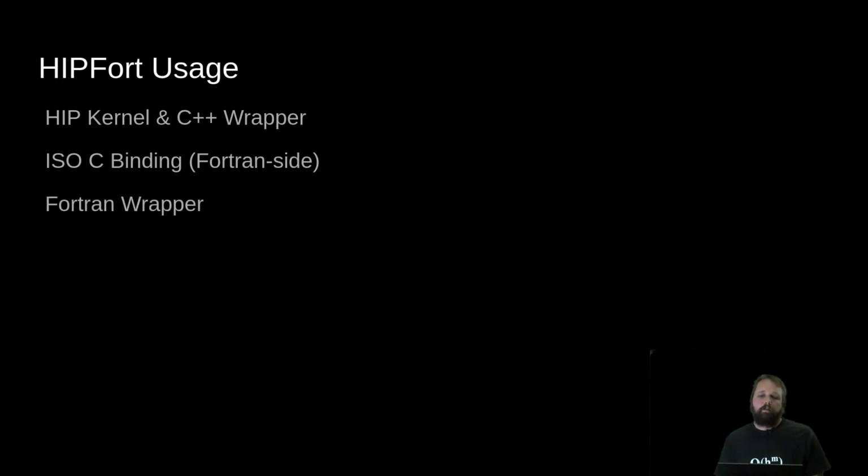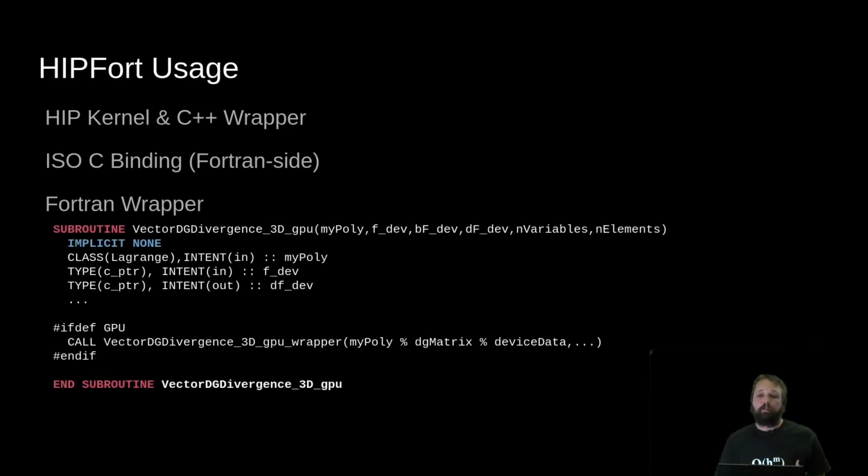So once you have that interface defined, you now need to actually add a Fortran wrapper to call the C wrapper, which then calls the GPU kernel. And what that wrapper looks like, and this is where we really start to put in some logic to figure out whether or not we're going to run the CPU or the GPU.